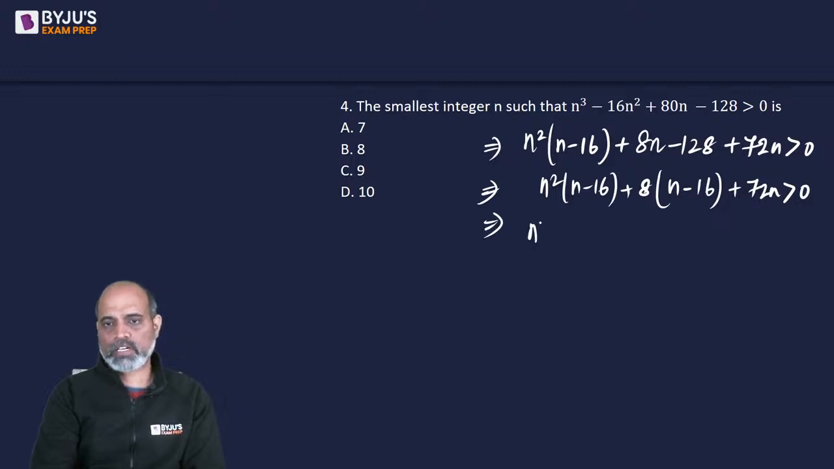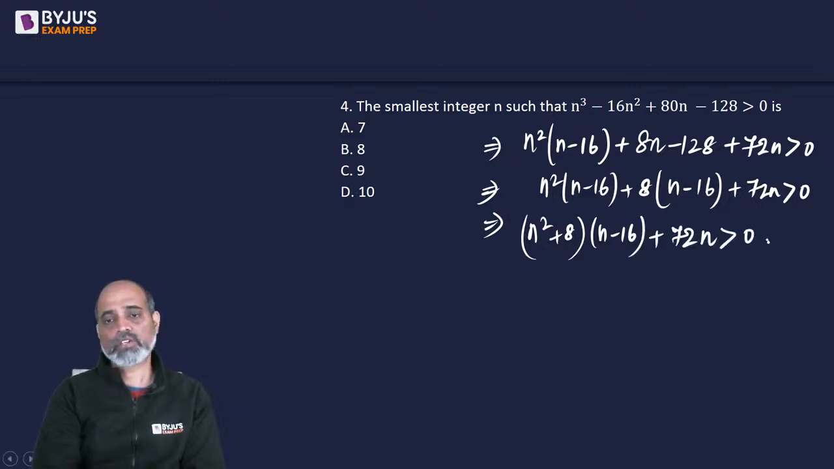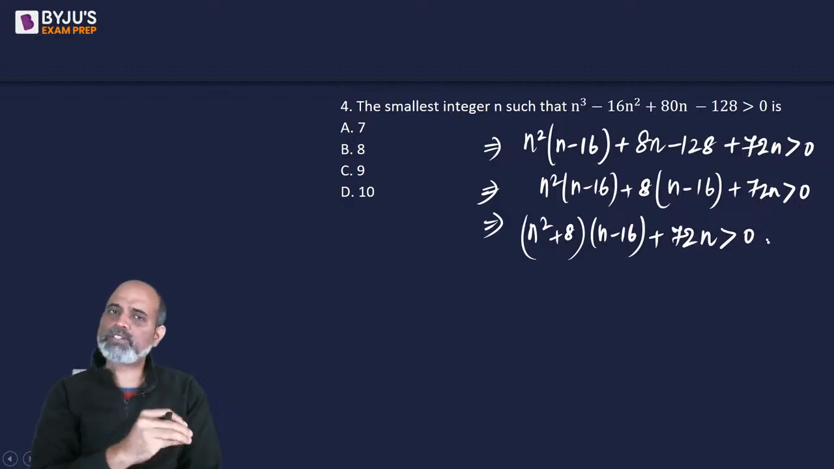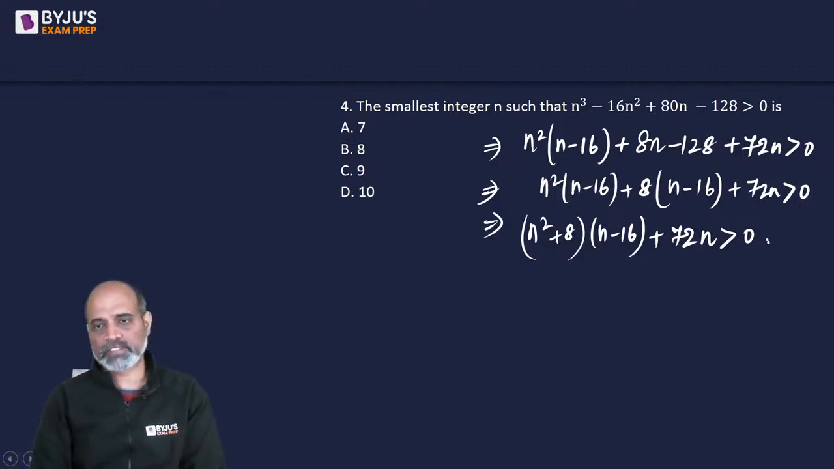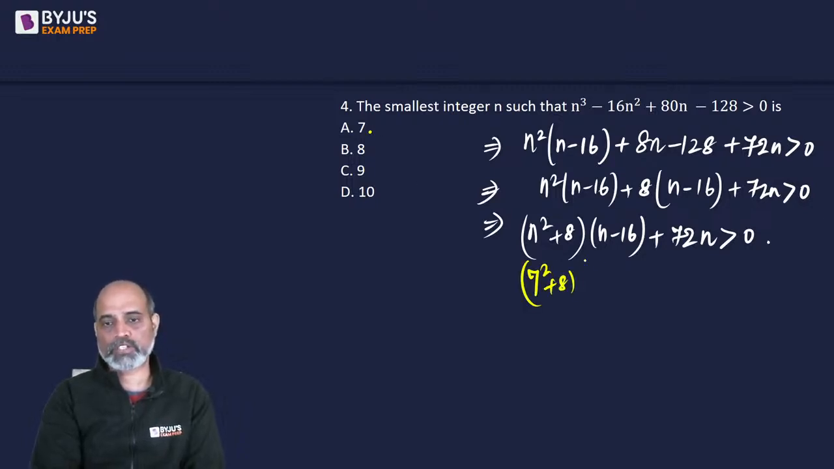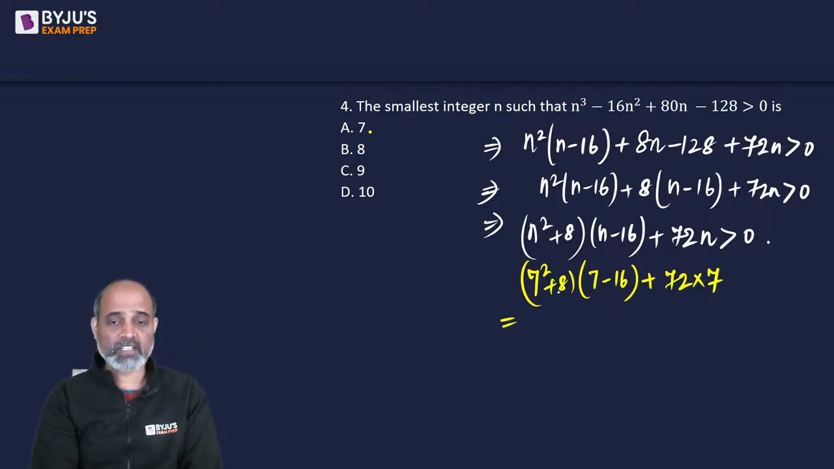So this will become n square plus 8 into n minus 16 plus 72n is greater than 0. So we have kind of factorized it to a certain extent and we have something else outside. Now, what we can do next is use the options. Since the question is asking for the smallest integer, let's put 7. So we will have 7 square plus 8, which is positive, 7 minus 16, which is negative, plus 72 into 7. Let's see if it is greater than 0.